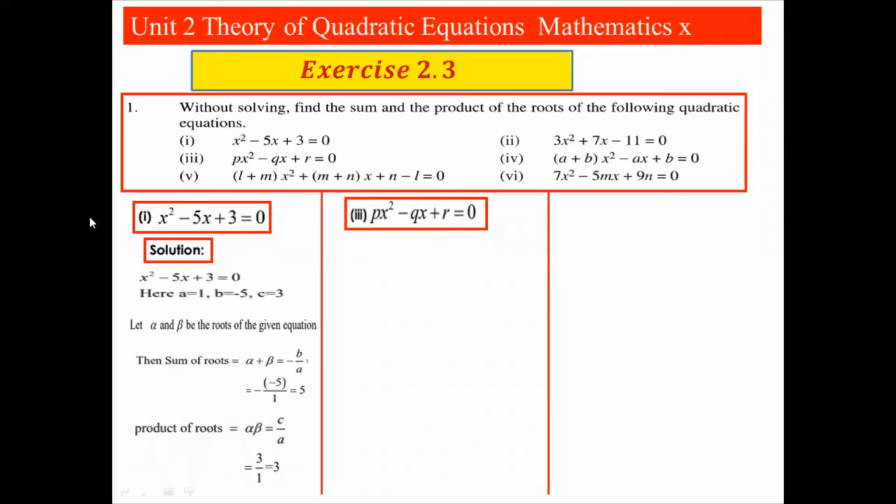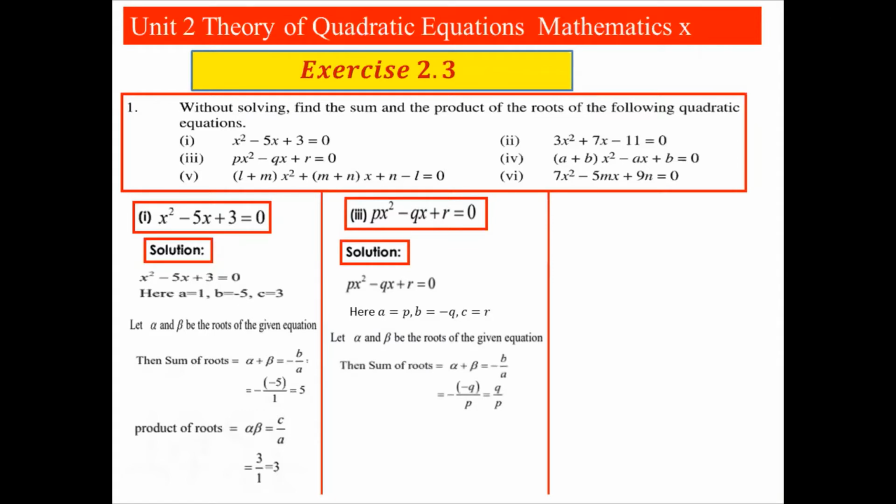Part 2, Px square minus Qx plus R is equal to 0. Here A is equal to P, B is equal to minus Q, and C is equal to R. Let alpha and beta be the roots of the given equation, then the sum of the roots will be equal to minus B by A, and here B is equal to minus Q and A is equal to P. So sum of the root is equal to Q by P.